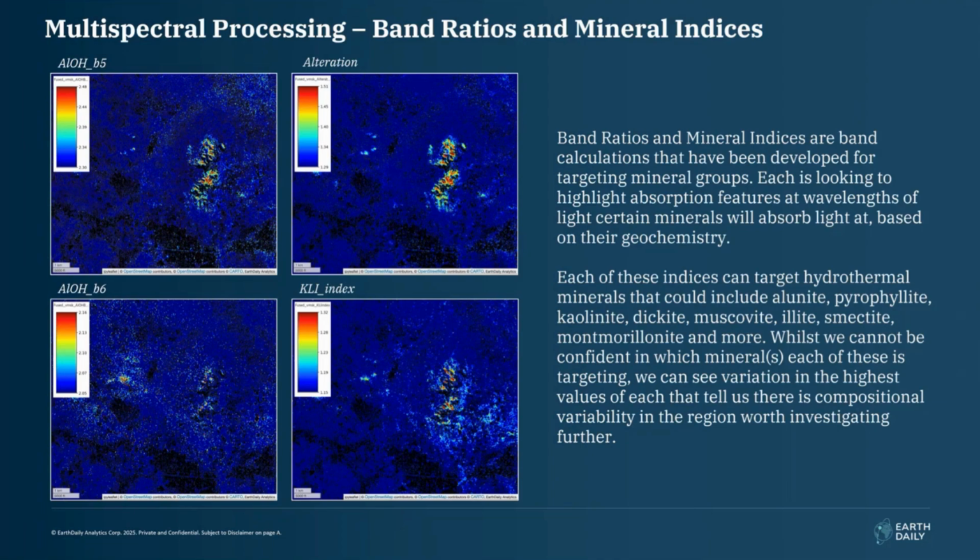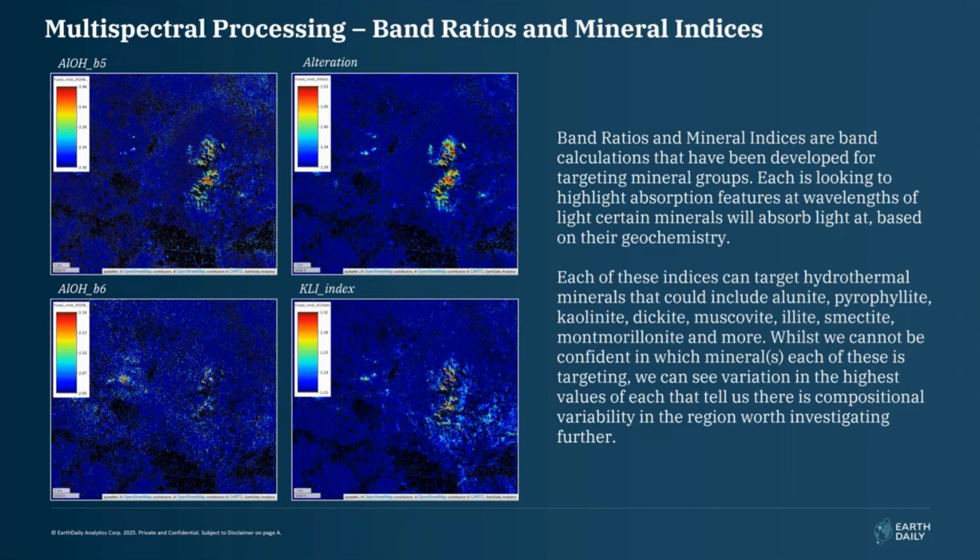The ALOH band 5 in the top left there can highlight minerals like alunite, pyrophyllite, kaolinite, dickite, and the same goes for the alteration index. ALOH band 6 can highlight muscovite, illite, smectite, montmorillonite, kaolinites, dickites. You can see there's a bit of overlap here, and the same goes for KLI. It's quite a generalist index.